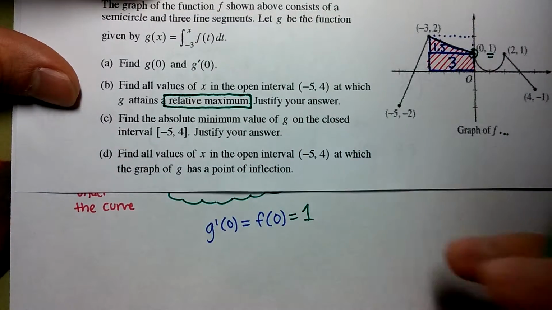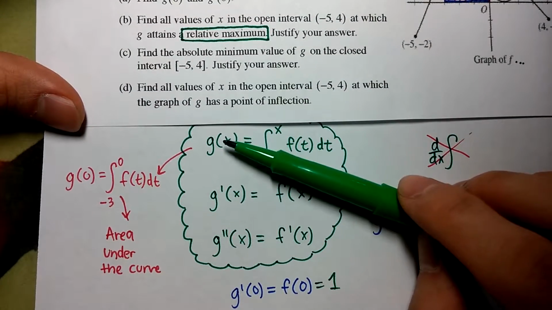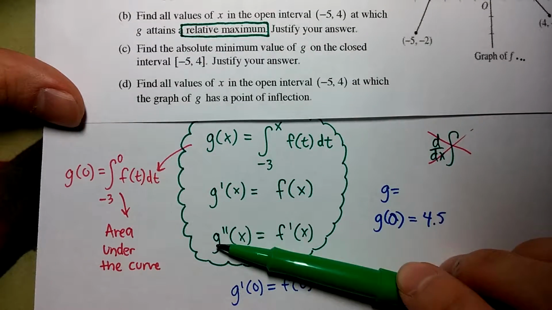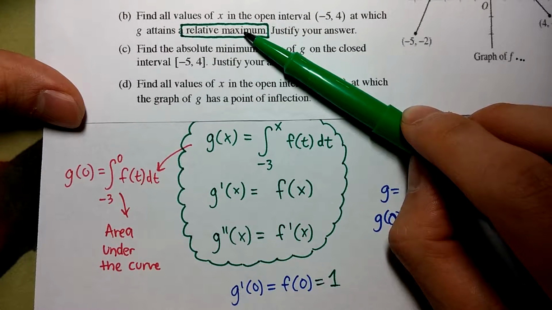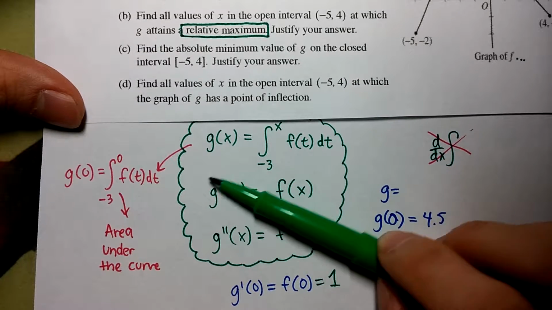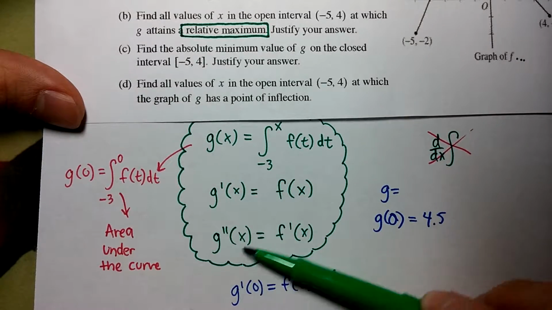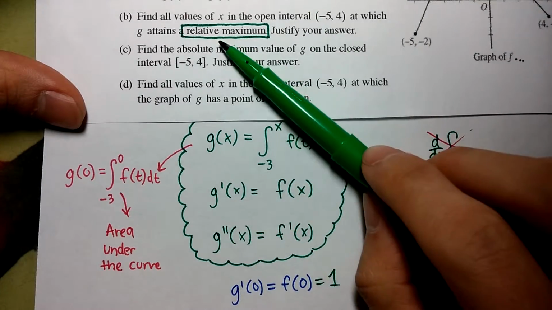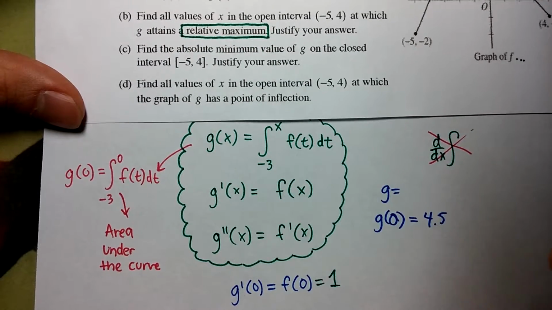Relative maximum. What derivative or possibly function relates to relative maximum? Is it g of x? Is it g prime of x? Or is it g double prime of x? When we talk about relative maximum, then we're talking about its first derivative. Okay? The first derivative tells you about increasing, decreasing, maxes and mins. The second derivative tells you about concavity, concave up, concave down, or points of inflection. So if we're talking about g attaining a relative maximum, we need to look at g prime of x.